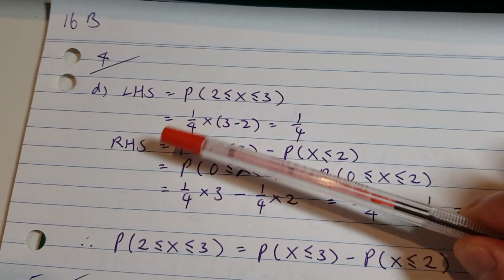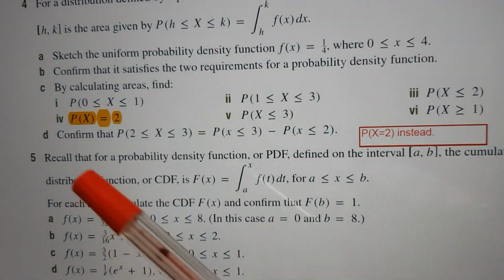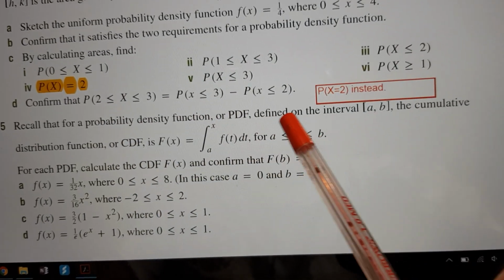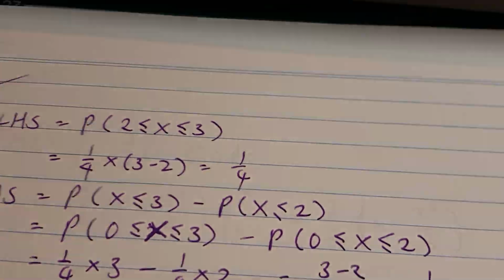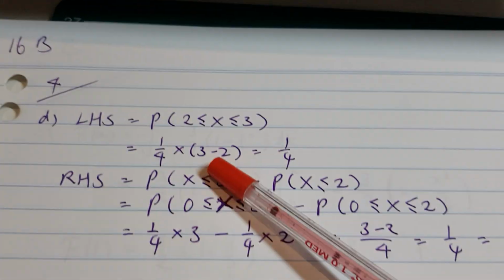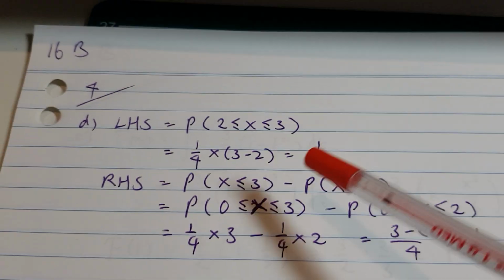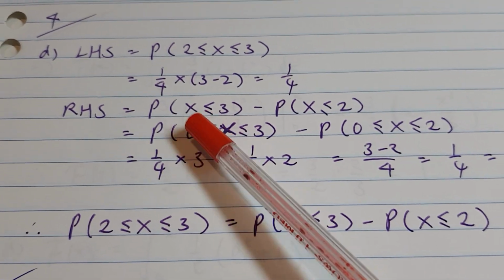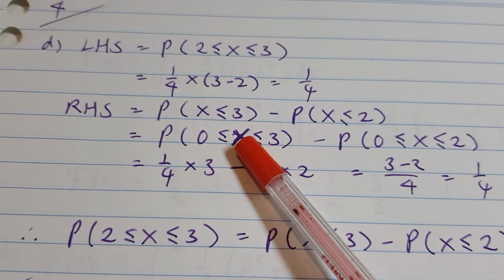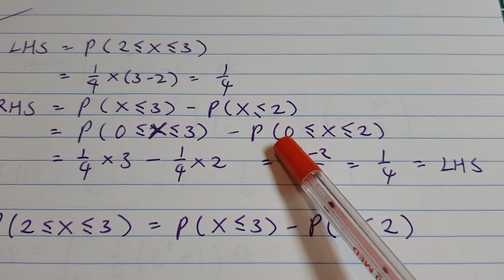Last part of question 4, going back to the question, you had to show that this left-hand side is equal to the right-hand side. All right, so left-hand side, probability between 2 and 3 is a quarter times the width, which is 1, so that's a quarter right there. And then the right-hand side, less than or equal to 3, take away less than or equal to 2. And of course, that is bounded by 0 and 3. That's bounded by 0 and 2.